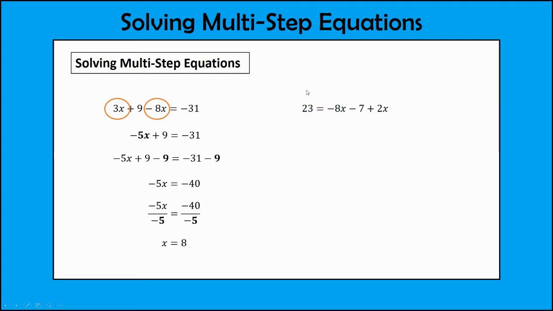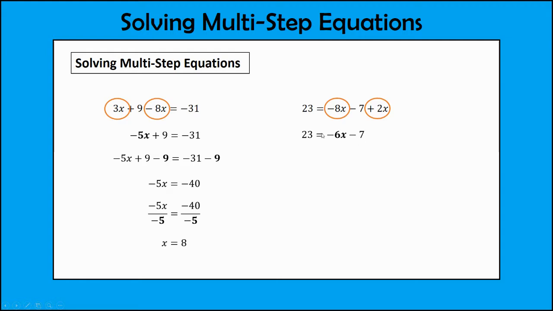Okay, same kind of situation over here. If I look at the left side, it's just 23. If I look at the right side, it's -8x minus 7 plus 2x. So on the right side, I have three terms: -8x, -7, +2x. So I have like terms with these x's. My -8x and my 2x, I can put those together on the right side of the equation. So -8 plus 2, -6x minus 7, and over here it's 23.